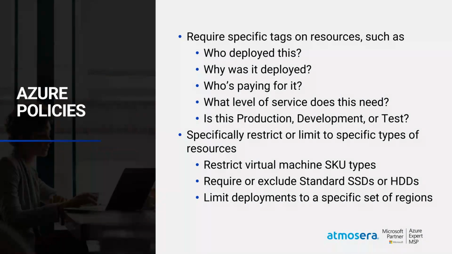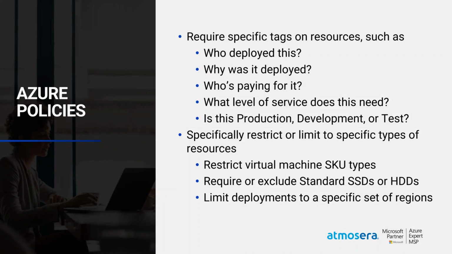Likewise, we can require or exclude things like standard SSDs or HDDs. There are 5 different types of storage in Azure now, hard drives being the slowest, ultra disks being the fastest. So we can actually say you have to use this or you cannot use this.